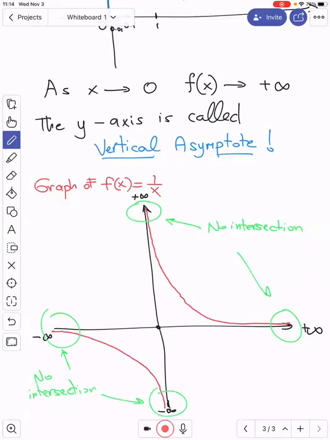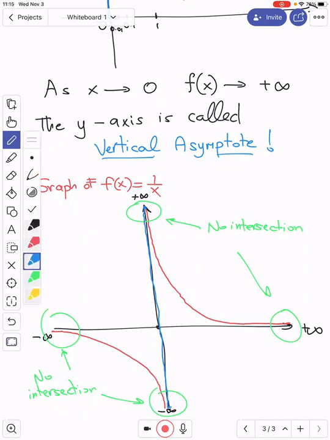All right, and as I said, this y-axis is going to be called a vertical asymptote. So before the next example, guys, I'm going to define now a vertical asymptote. What do I mean by a vertical asymptote? And then I'm going to explain exactly what we mean when we have a vertical asymptote in the graph.